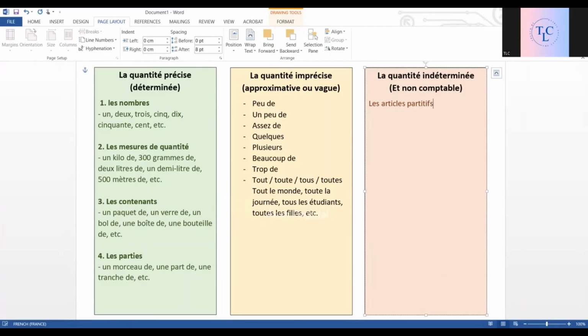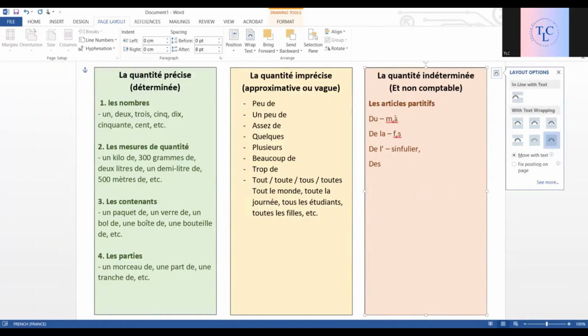In these cases, we use les articles partitifs, for the quantity that is not known or that is uncountable. And the articles are again du, de la, de l'apostrophe, des. So this seems like les articles contractés, but these are different. Du is for masculine singulier, de la for féminin singulier, as always. De l'apostrophe for singulier, but starting with a vowel.